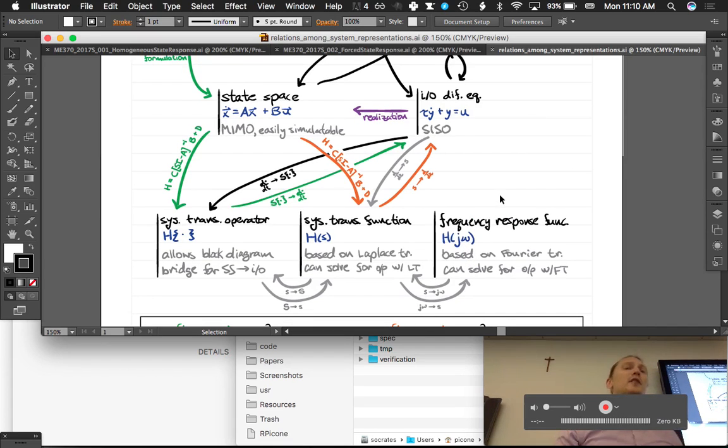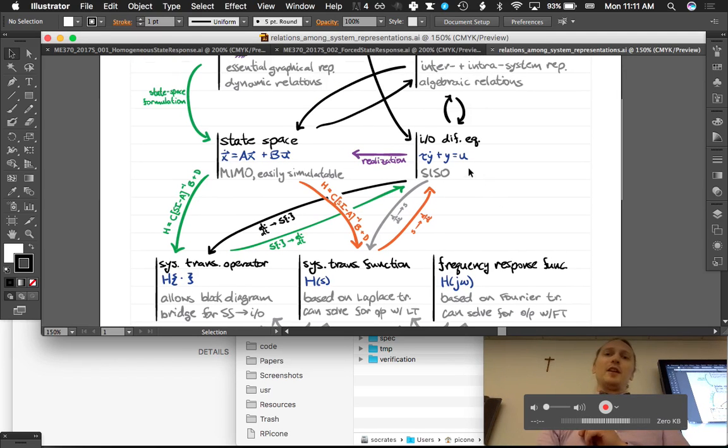Now, it's one thing to transform into a system representation. Remember, these are just all system representations. It's another thing to use that system representation to do something. And so things you might want to do in any given system representation: solve it, right? You might want to solve for what the output's going to be given some input. That's a very common thing to do.